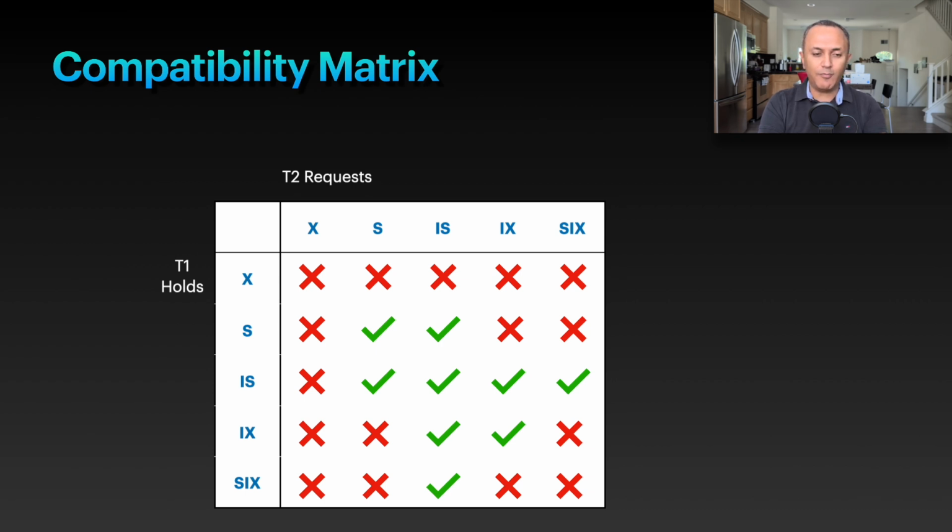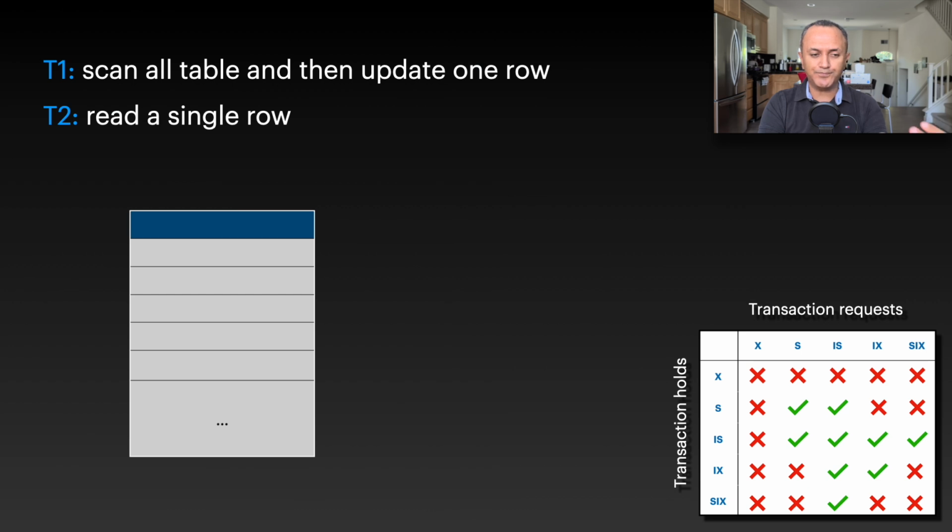So with that, let's go back to the example that we have seen before. Again, T1 wants to scan all the table and then update a single row. T2 wants to read a single row. So with the new types of locks that we've just discussed, T1 would request a SIX lock at the top level, at the table level. This indicates that it can read everything in the table, and that it will also request an X lock at a lower level, which is exactly what it will do. So this is for T1.